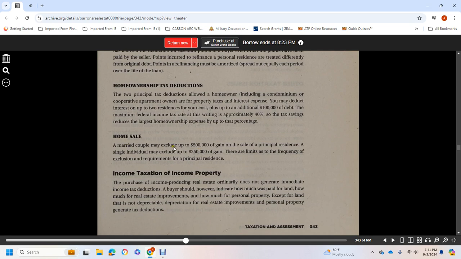Home sale: a married couple may exclude a $500,000 gain on the sale of the principal residence, and a single individual may exclude up to $250,000 of gain. However, there is a limit on the frequency of the exclusion, and requirements of the principal residency.